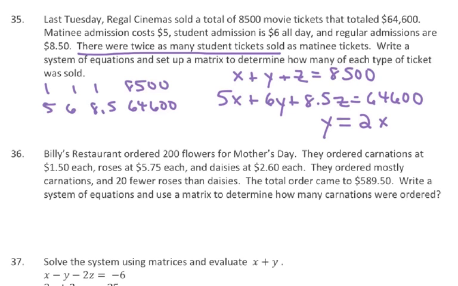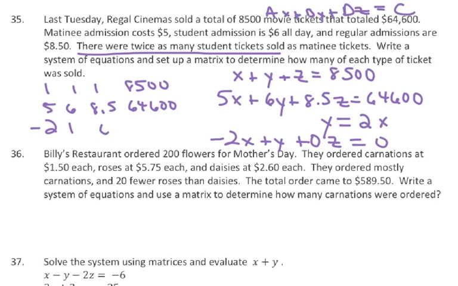In order to write the numbers in the matrix, you've got to have your equation written in AX plus BY plus CZ equals D format, where D is your constant. So I actually have to write this as negative 2x plus y plus 0z is equal to 0. So my row is going to be negative 2, 1, 0, 0, and that would be the matrix you would plug into your calculator in order to solve.